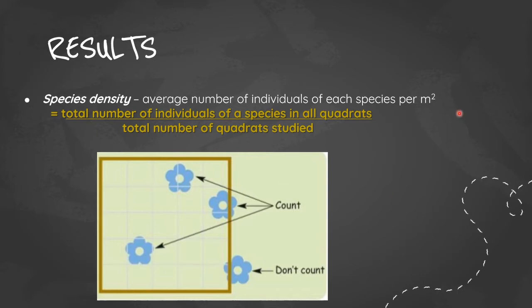Now it's important to note that when we're using quadrats, we want to count the species that actually fall within the quadrat. So in this case, the flower is about 80% within the quadrat. So we're able to count this. But in this flower, about 90% is outside. So we would not count this.